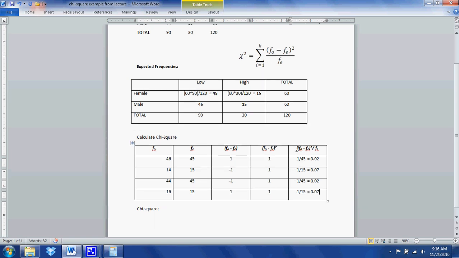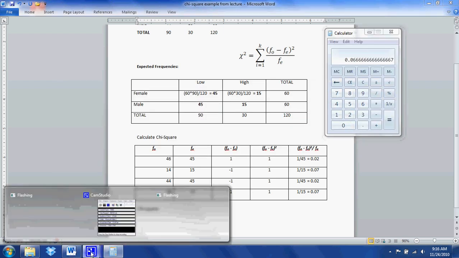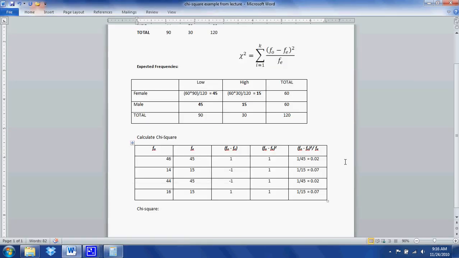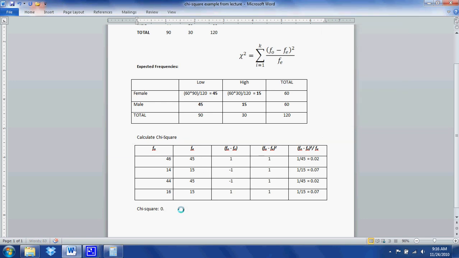The only thing we have to do now is simply add up this column. Now that we've done it for each cell, and that's what this equation says, start at the first cell and add it all up for all the cells. We just simply add. So then we end up with, yes, we're still going, yay. There we go. Then we end up with 0.02 plus 0.07 plus 0.02 plus 0.07, and we end up with a chi-square of 0.018. And that's it. That's all that there is to a chi-square.